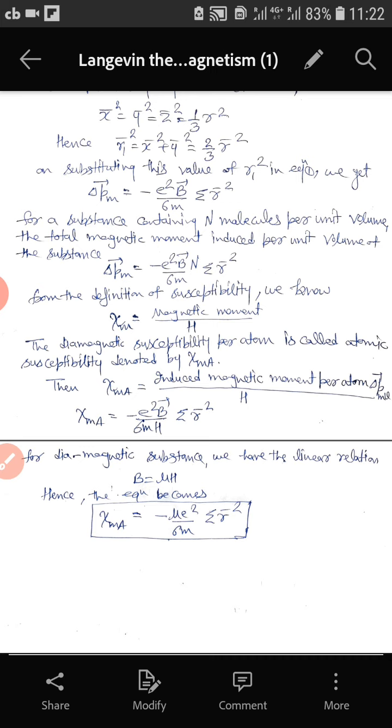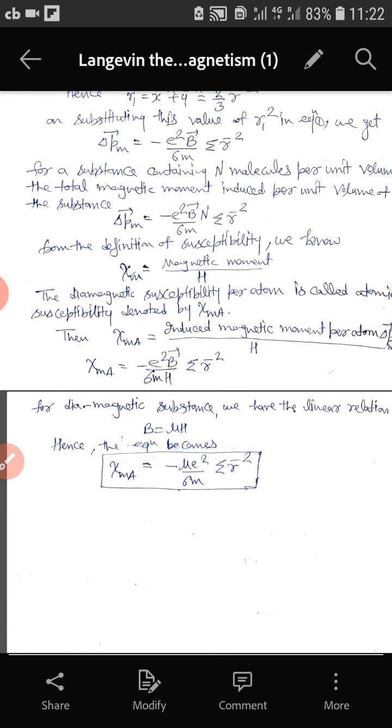Also, when we calculate its value by knowing mu for that diamagnetic material, e its charge, m the mass, and summation r square, if we know the plane in which that orbit is there, this value is found to be small. That is why the magnetic susceptibility of a diamagnetic material is negative and small, and that is why it belongs to diamagnetic material. So this is it for this article.